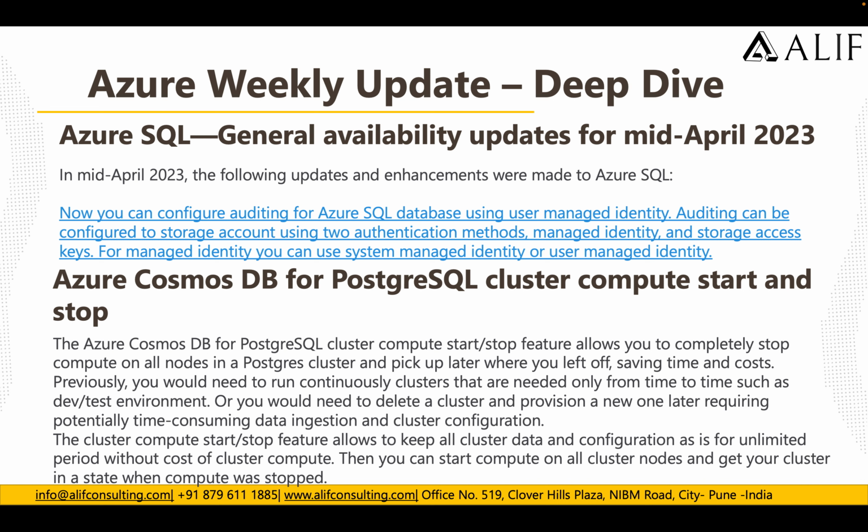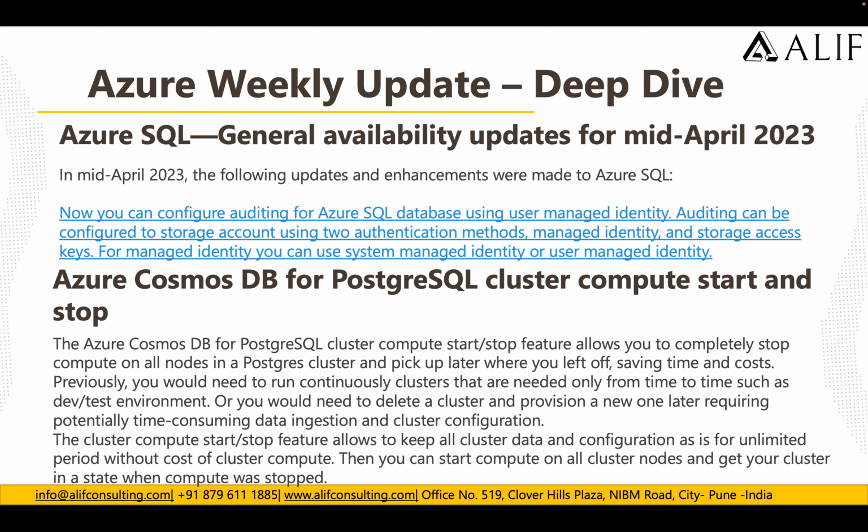Previously, we needed to run continuously a cluster that was only needed from time to time, such as a dev and test environment. We needed to delete the cluster or provision a new one later on, requiring potentially time consuming data ingestion and cluster configuration. Earlier for Cosmos DB for PostgreSQL, we didn't have an option to stop and start it. So once our work was done, or once our development or test environment requirement was done, we just had to go ahead and delete it. But now with this new option, the API allows us to stop the Azure Cosmos DB for PostgreSQL cluster and save the cost.